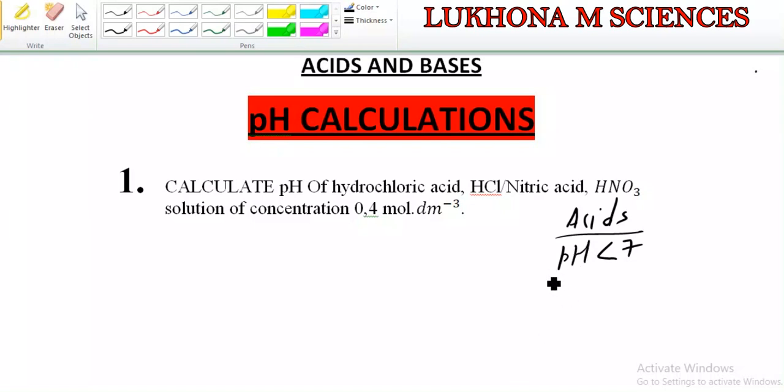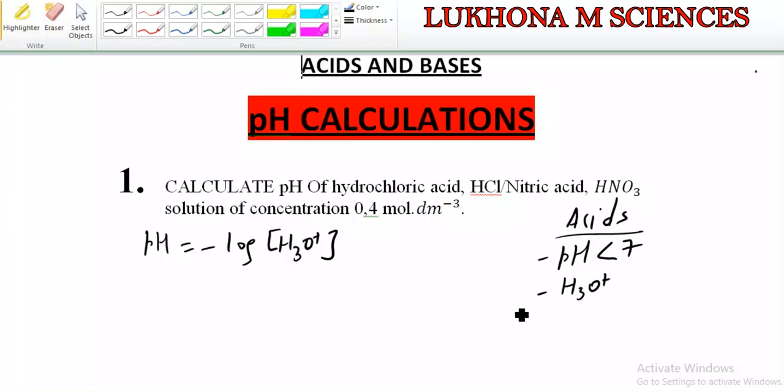Another thing that we need to know is that when we calculate the pH, we will use a formula. pH is equal to negative log concentration of hydronium ion. Another thing that we need to understand is that when you calculate the pH of an acid, you need to know that the acid will give you hydronium ion when it reacts with water.